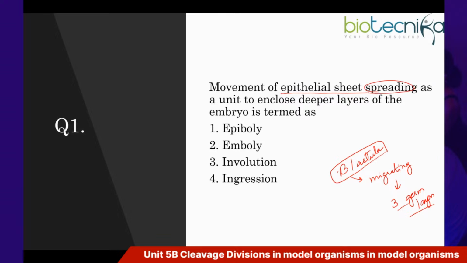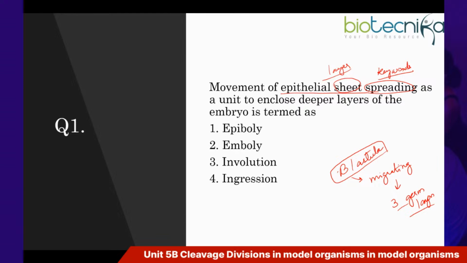So I had told you in class that you have to look for some keywords, because simply reading it as a sentence, you might get confused between two types of movements. First of all, there are two basic categories. One is movement as a sheet, means as a layer, an epithelial layer sheet. And then there is movement of individual cells. So you have to see whether it is talking about movement of a layer or individual.